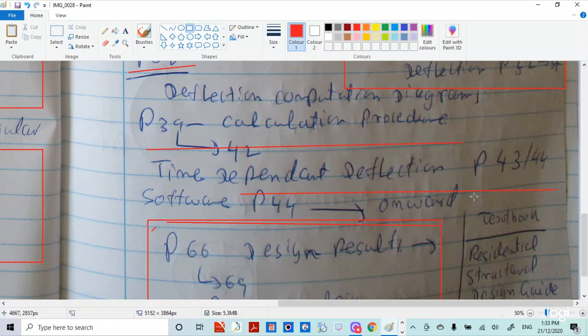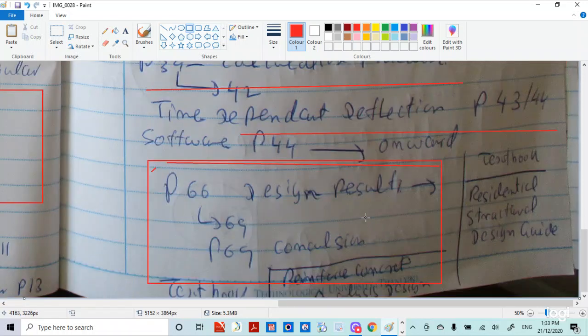Then we have the time-dependent deflection, on pages 43 and 44. And from page 44 onward is the software application. Pages 66 to 69 are the design results. And finally, you find the conclusion. Those are the overview of this design handbook application.